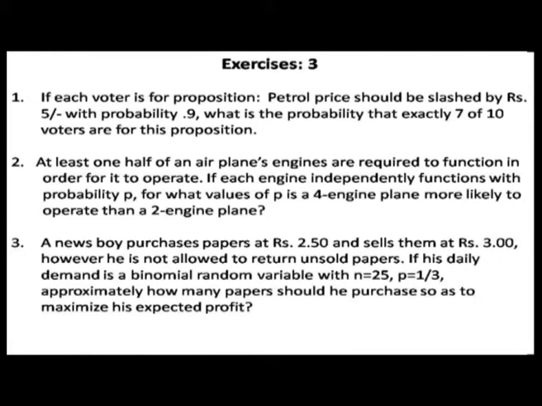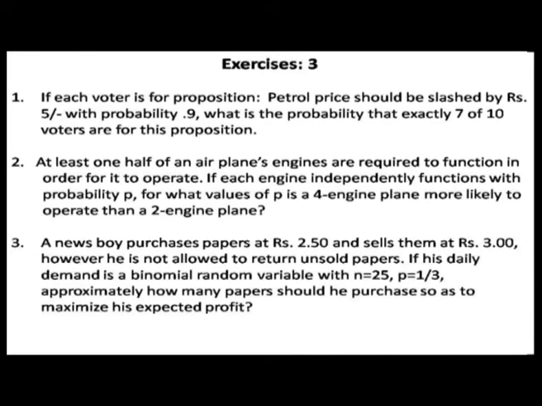Question 3: a newsboy purchases papers at ₹2.50 and sells them at ₹3. However, he is not allowed to return unsold papers. If his daily demand is a binomial random variable with n equal to 25 and p equal to 1/3, approximately how many papers should he purchase so as to maximize his expected profit?